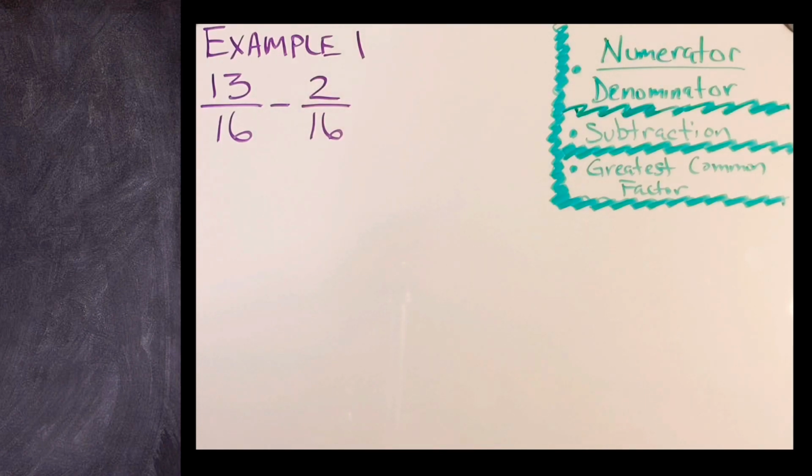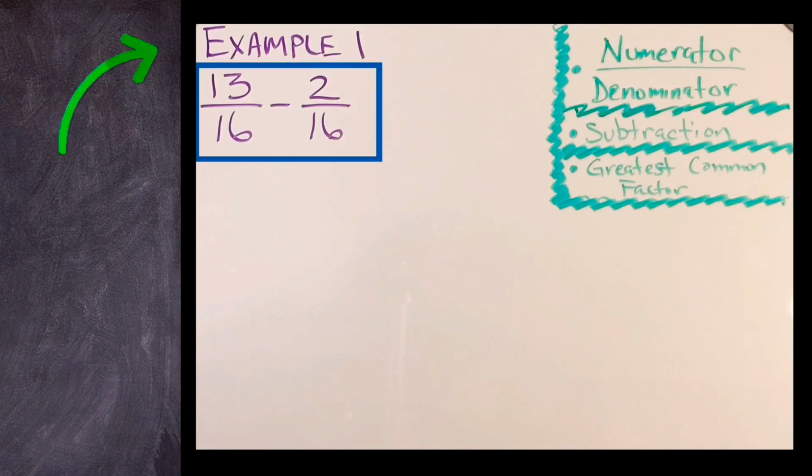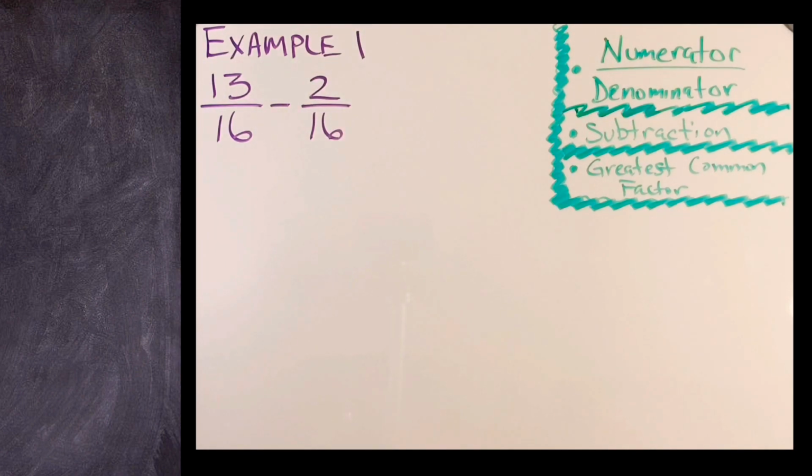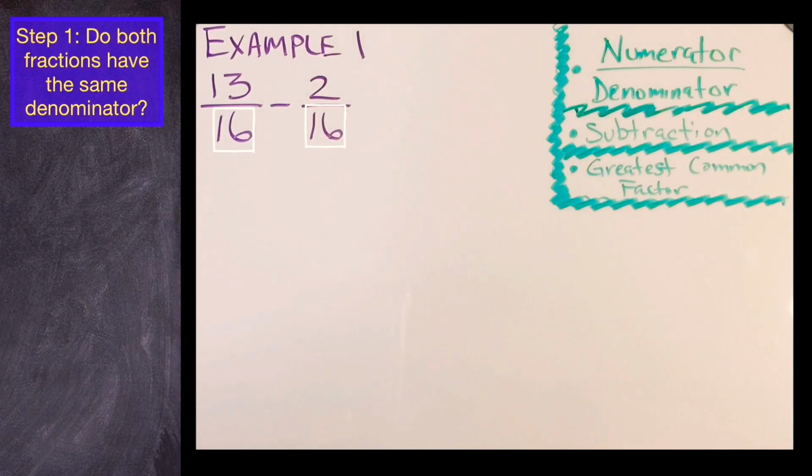Let's look at example number 1. Example 1 says 13 over 16 minus 2 over 16. One of the first things that you should be noticing is that these two fractions have the same denominator. So that actually leads us to step 1. Step 1 is to ask yourself, do both fractions have the same denominator? And that answer is yes, they do have the same denominator. So because of that, we're going to solve this a specific way.